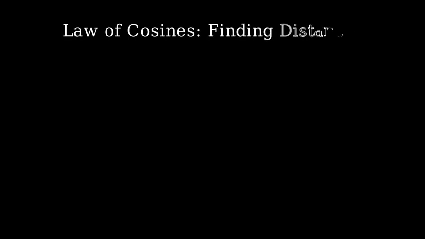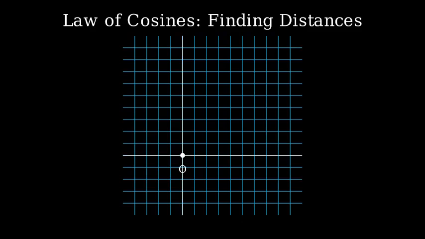Today we'll learn how to use the law of cosines to find the distance between 2 points when we know two sides of a triangle and the included angle. Let's say we want to find the distance to a point called green. We'll start by setting up our coordinate system.